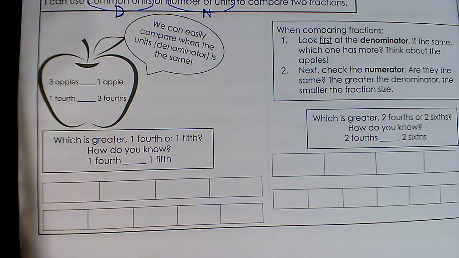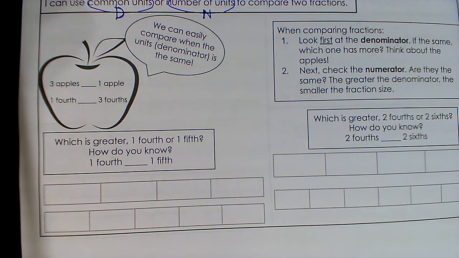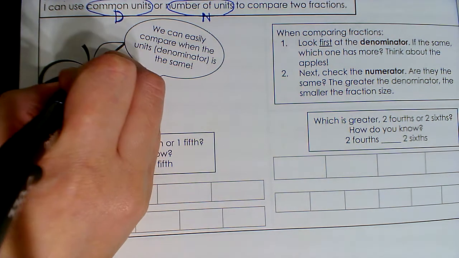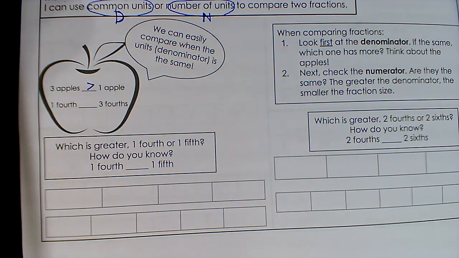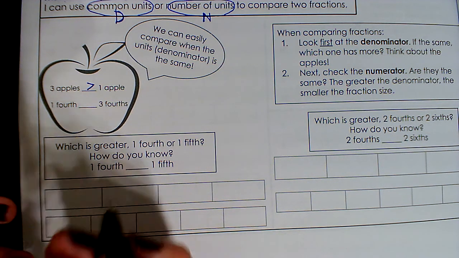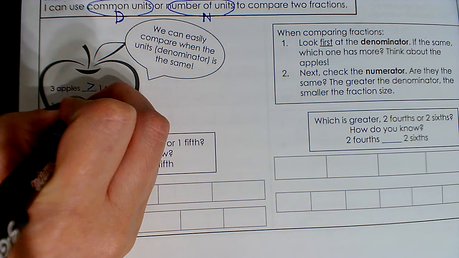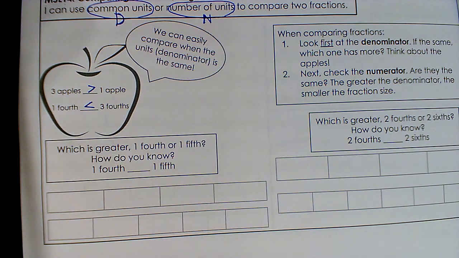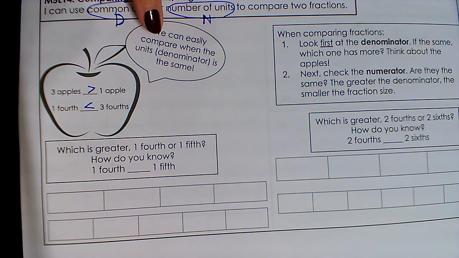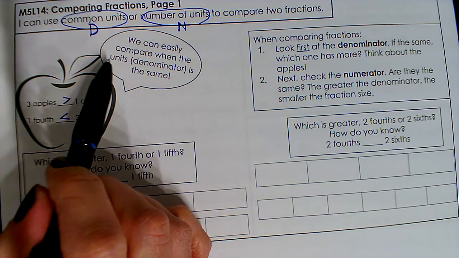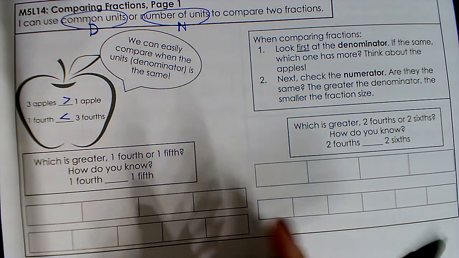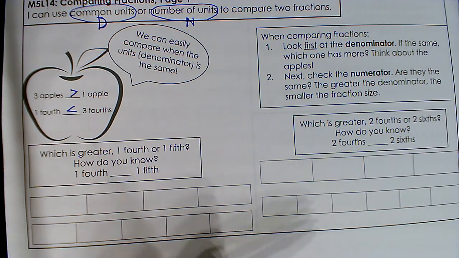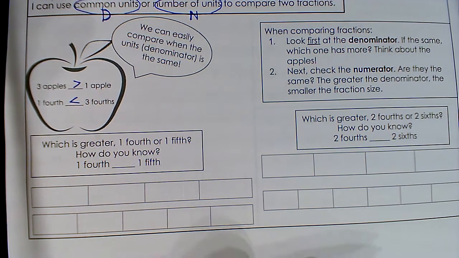But I want you to think about it for a moment. If I had 3 apples and 1 apple, you could easily tell me that 3 apples is greater than 1 apple. Just like if I had 1/4 and 3/4, you could easily tell me that 1/4 is less than 3/4. When my number of units are the same, so when our units or the denominator is the same, I can easily compare which is greater and less than. And that's going to be important for us today.